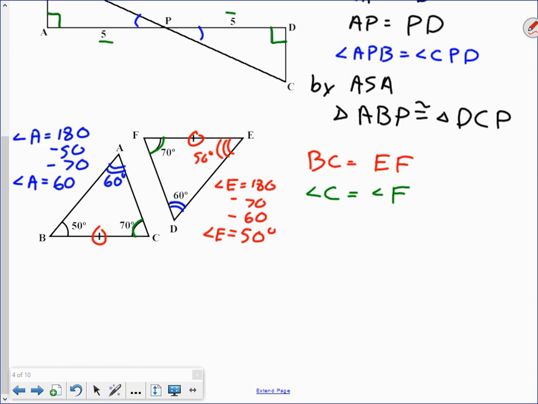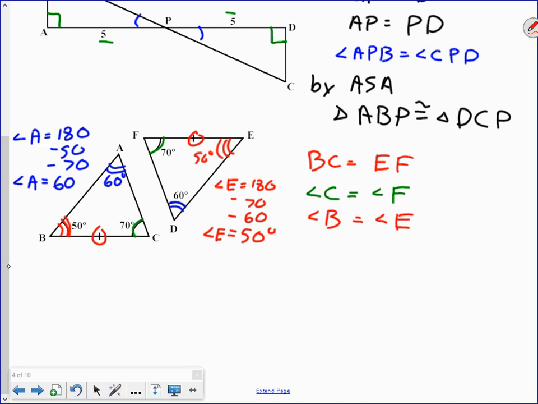That one is going to be equal to that angle right there. So this side that we know is equal, BC, is it a corresponding side? Yes, it is. It's between angle B and angle C, which are equal to angles E and F. So we already have C is equal to F. We can add in that angle B is equal to angle E.